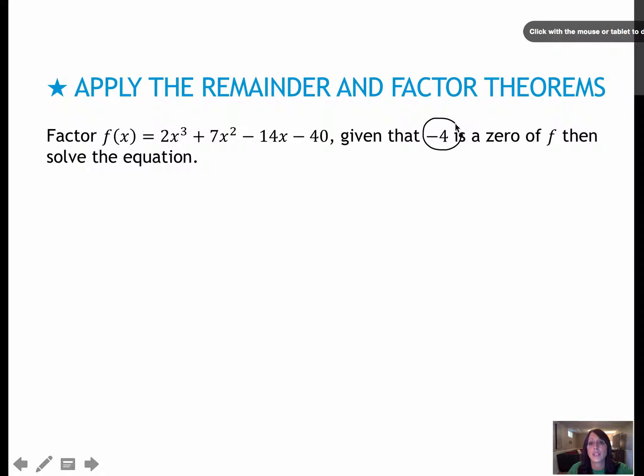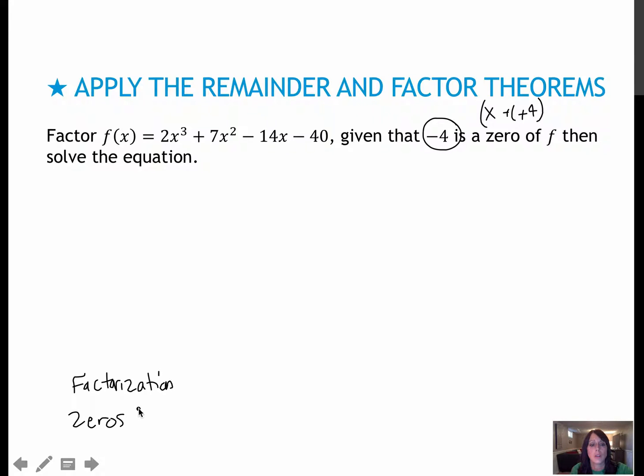Again, this one tells me that a 0 is -4, which means x minus -4 is a factor, which of course just means it's x plus 4. So x plus 4 is a factor. So down here I'm going to write my factorization and my zeros. So far I know that my factorization includes x plus 4, and one of my zeros is -4. So let's go ahead and plug -4 in.